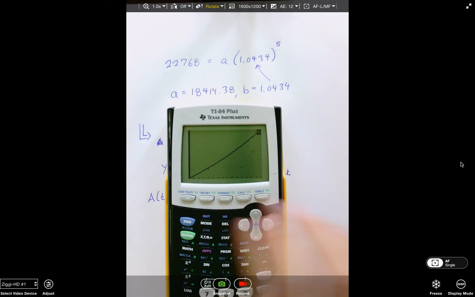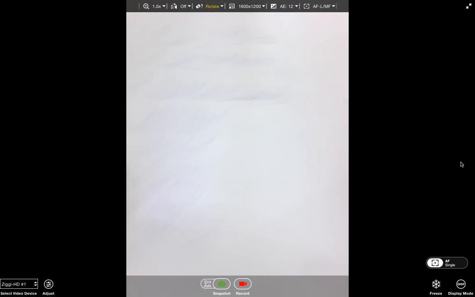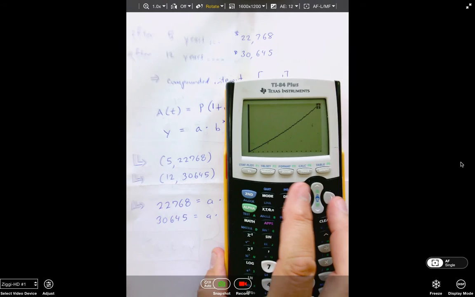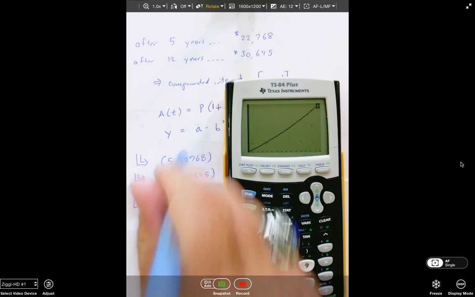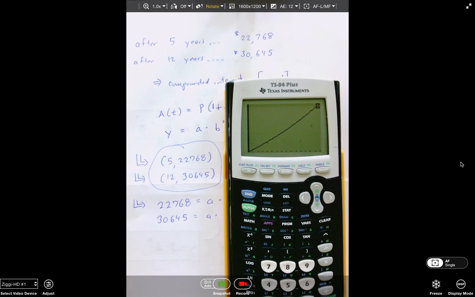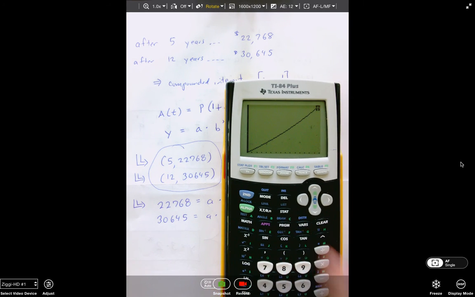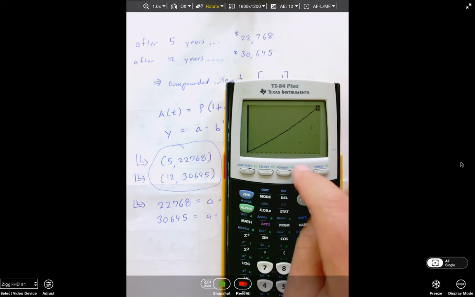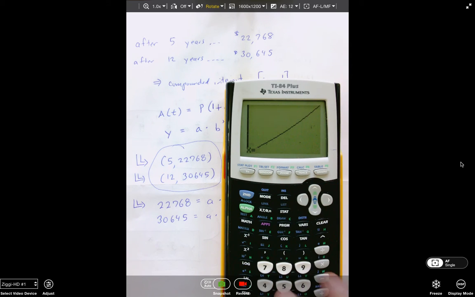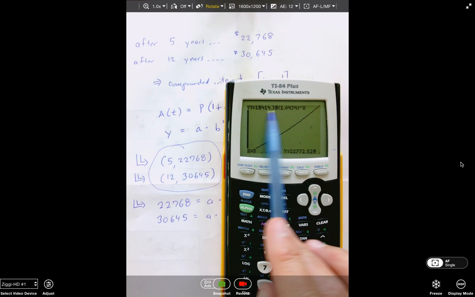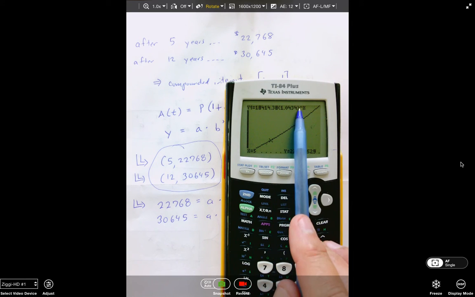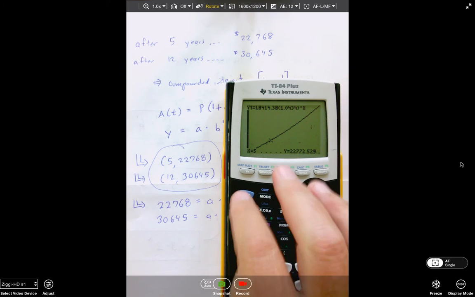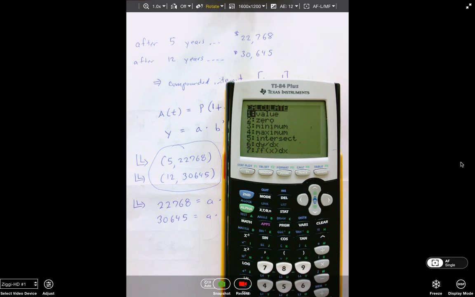Now, what should be the value? Again, let's go back to what we got here. These are the values we started out with. 5 years after we invested, the money is worth $22,768. So let's go to calc, value, 5. Not bad. It's off a little bit. But you have to remember, we rounded this to 2 places, this to 4 places. Still not bad. It's pretty close, considering we're rounding.